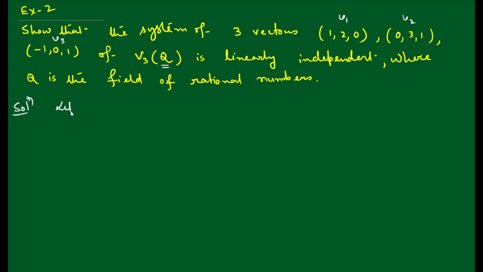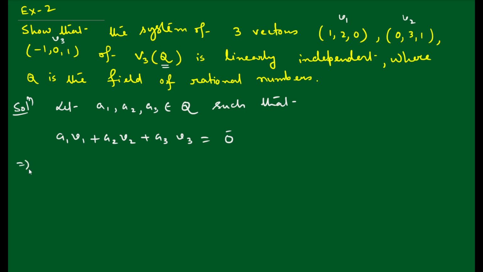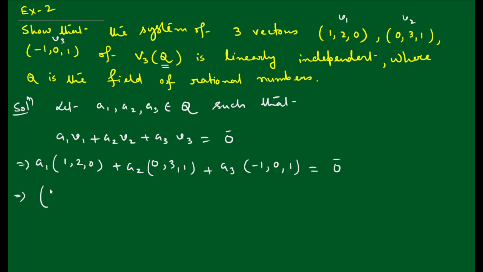So let a1, a2, a3 belong to Q. So scalars we can take anything such that a1 v1 + a2 v2 + a3 v3 equals 0 bar. So a1 into, now v1 is how much? 1 2 0. Then a2 into, what is v2? 0 3 1. And then a3 into minus 1 0 1, and right side we have 0 bar.